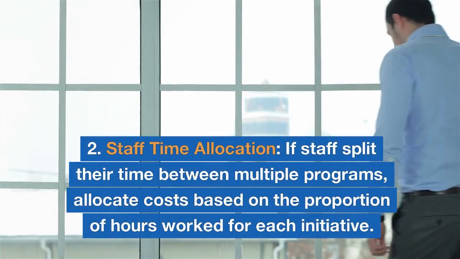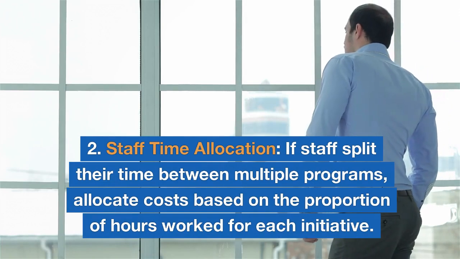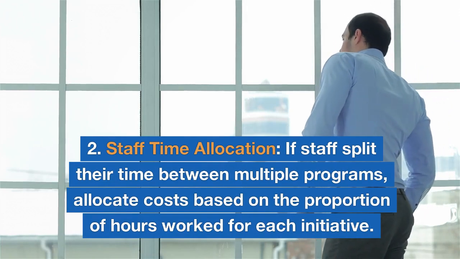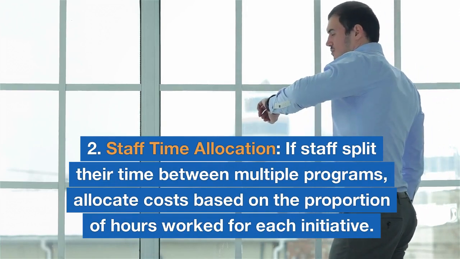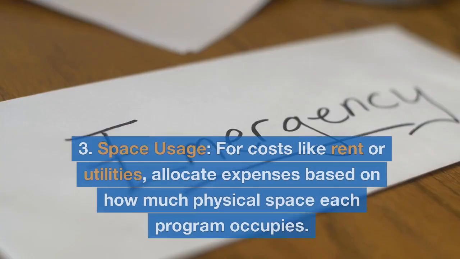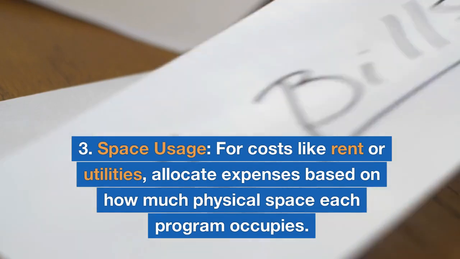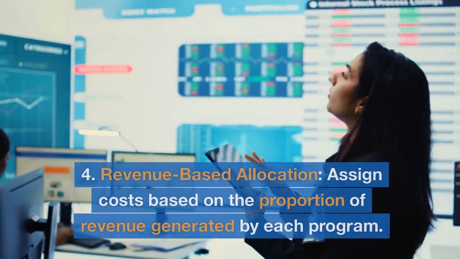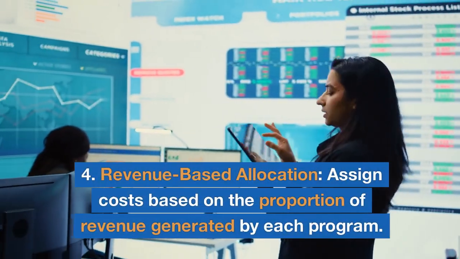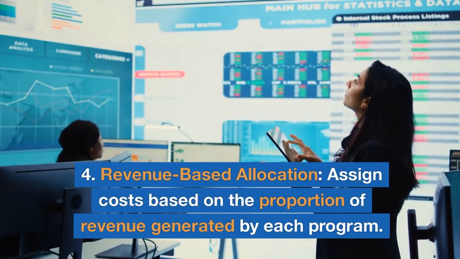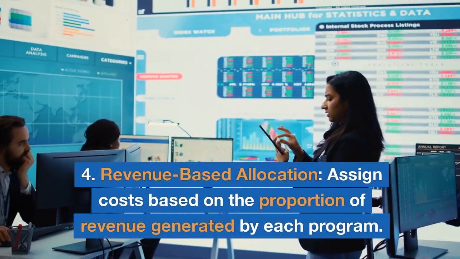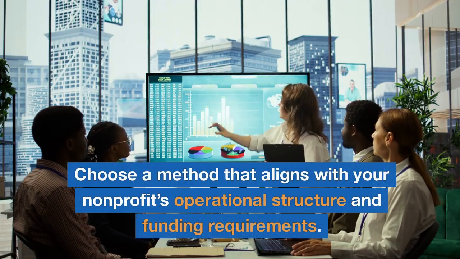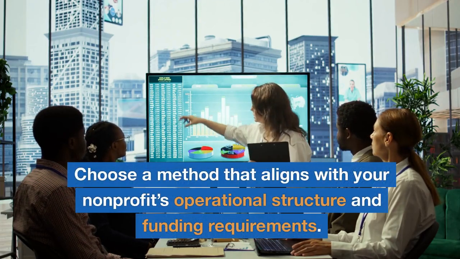2. Staff time allocation. If staff split their time between multiple programs, allocate costs based on the proportion of hours worked for each initiative. 3. Space usage. For costs like rent or utilities, allocate expenses based on how much physical space each program occupies. 4. Revenue-based allocation. Assign costs based on the proportion of revenue generated by each program. Choose a method that aligns with your nonprofit's operational structure and funding requirements.